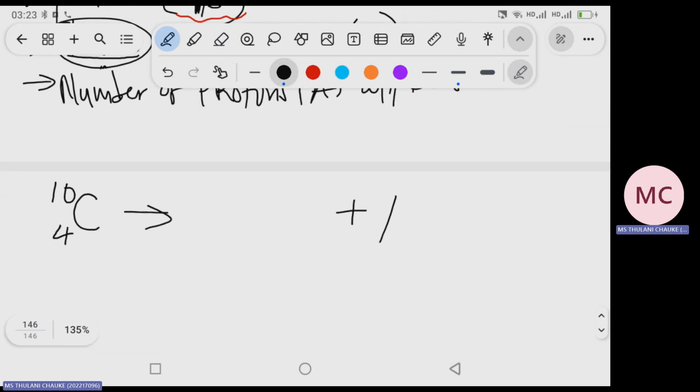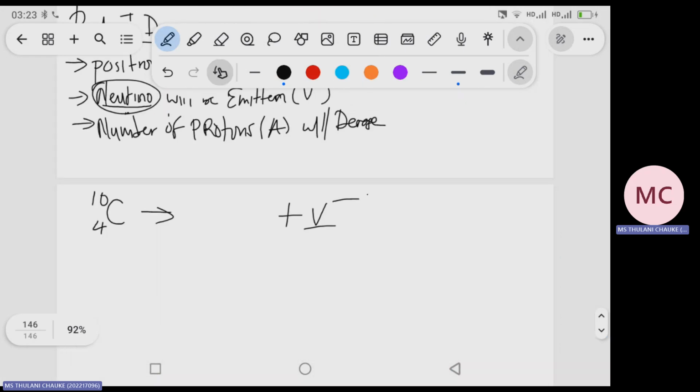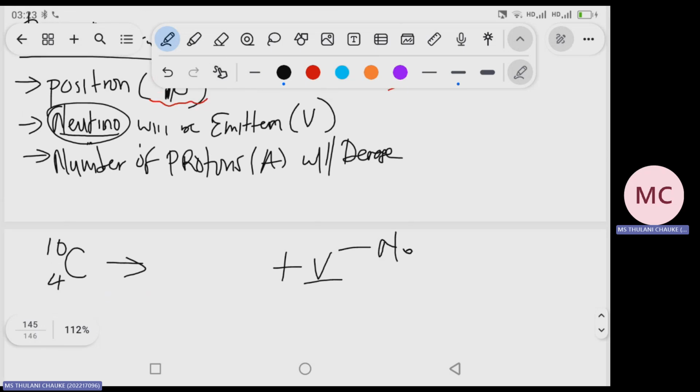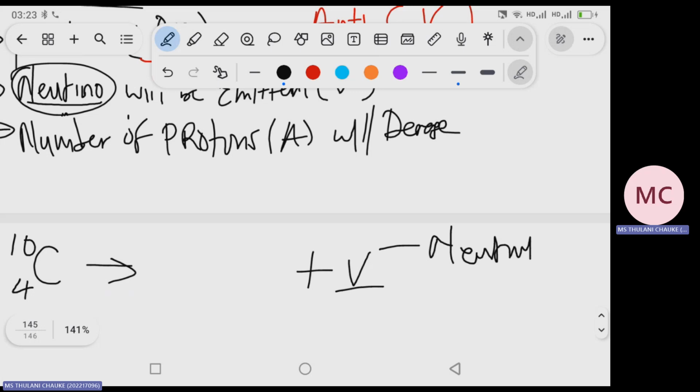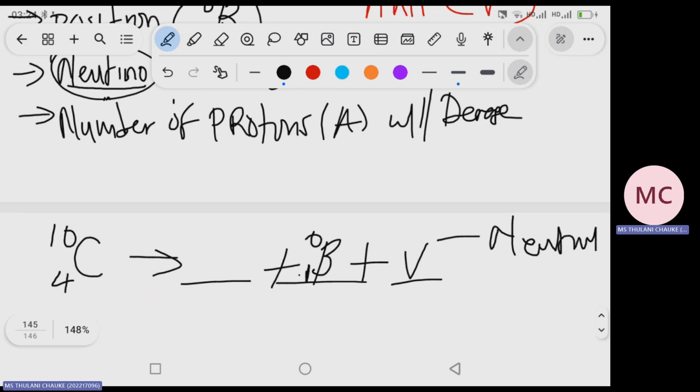So here we're going to have a positron which will be emitted, and then our neutrino, which is V. This one is our neutrino emitted, and then we will have our positron, which I said is just beta 0, 1. So now the duty is to get the element that will be formed here.